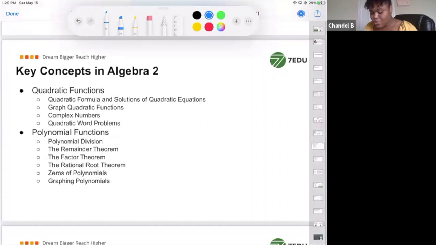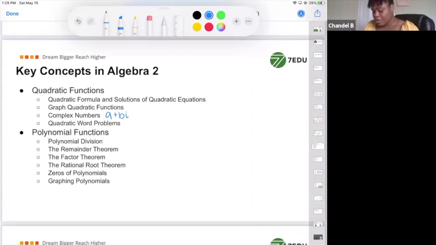So in Algebra 2, you guys are slightly familiar with quadratic functions, but we'll expand on our knowledge of quadratic functions. And we'll talk about solutions of quadratic functions. We'll talk about graphing quadratic functions, our parabolas. We'll talk about complex numbers, which I'm sure some of you guys have seen people use i in math. So when we talk about complex numbers, that's having a number in the format a plus bi, quadratic word problems, and then move on to polynomial functions.